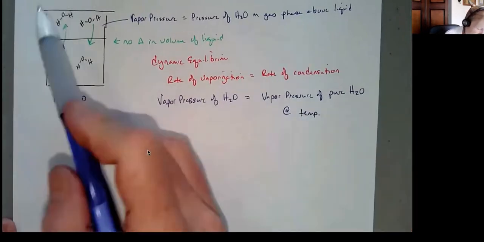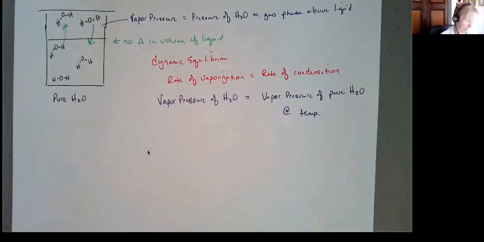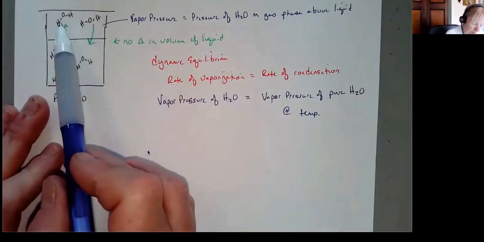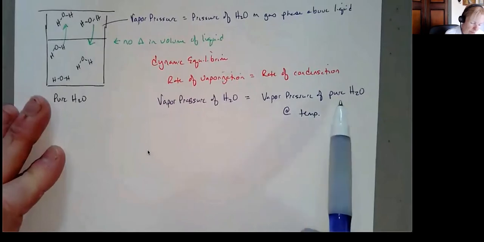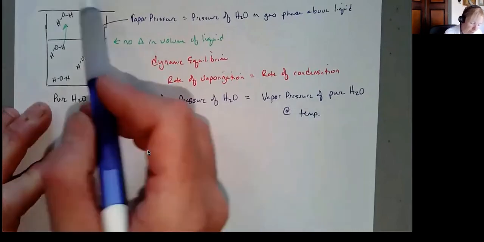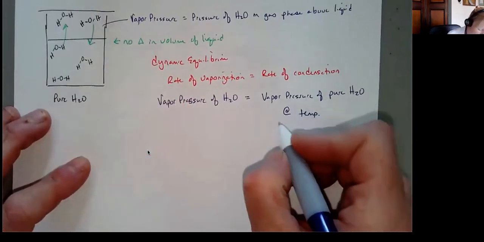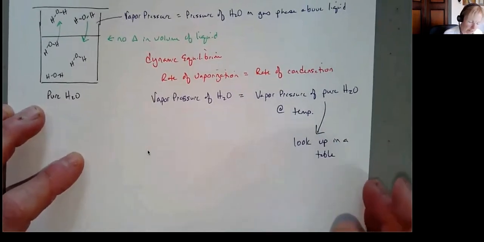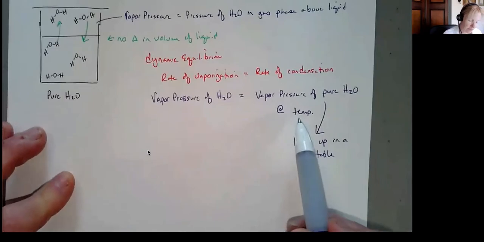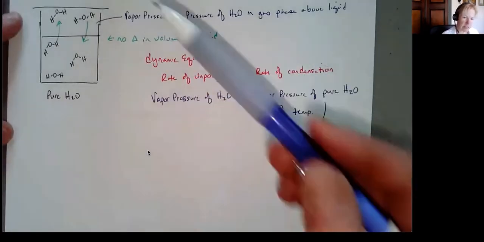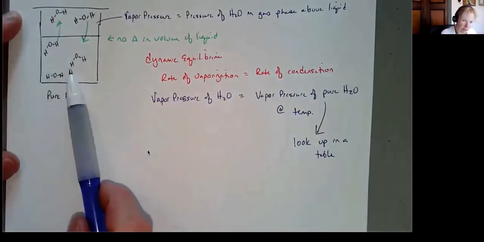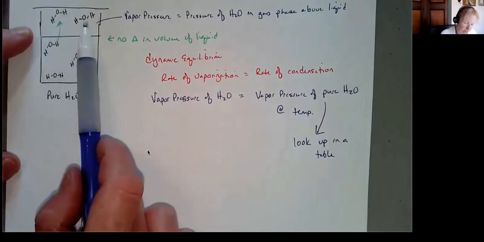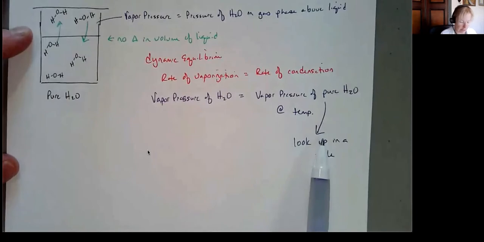If I have this lid closed and it's contained, and I were to measure the vapor pressure of water molecules above this liquid, it would equal the vapor pressure of pure water at whatever temperature I'm at. That would be from a table. So I would look this up in a table. So that is a standardized value. So it would be at some particular temperature. So as long as this was contained and I didn't have anything other than water in here, then I would know what the vapor pressure of water is above this liquid because I could just look it up in a table.